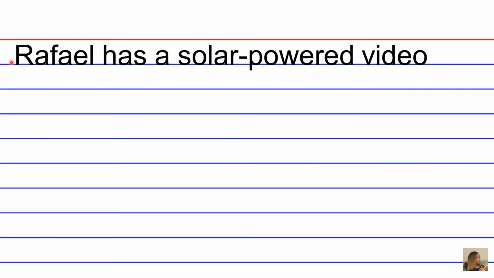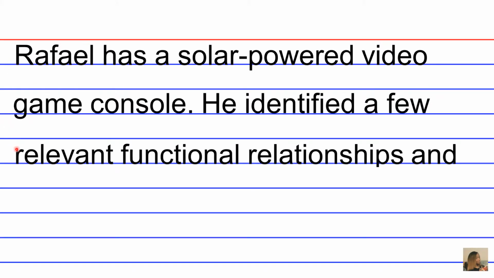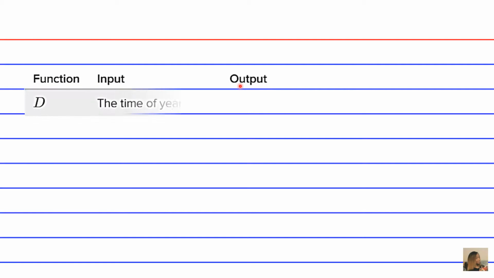Raphael has a solar-powered video game console. He identified a few relevant functional relationships and modeled them. These are the functions he identified along with their necessary inputs and the resultant outputs.